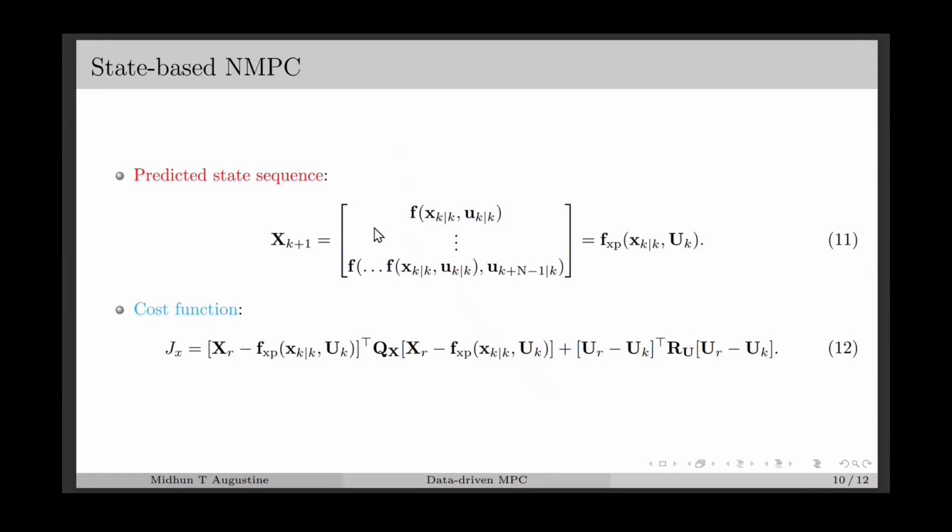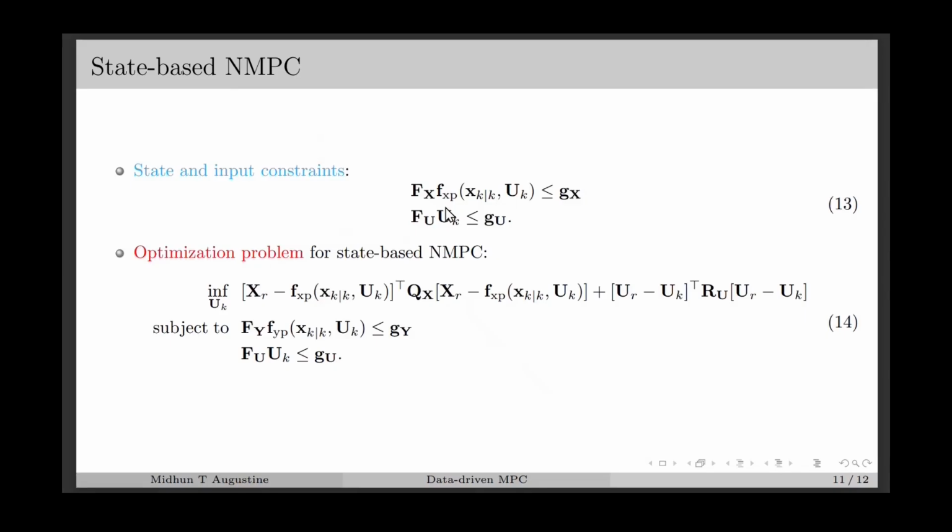Now, using the state function f, we can compute the predicted state sequence as in equation number 11. It can be compactly represented as fxp of xk given k, uk, and using which we can represent the cost function for state-based NMPC as in equation number 12. Similarly, we can rewrite the state and input constraints using the predicted state sequence as in equation number 13. Then the optimization problem for state-based NMPC can be represented as equation number 14, where we have to compute the optimal control sequence UK, which minimizes this cost function subjected to the state and input constraints.